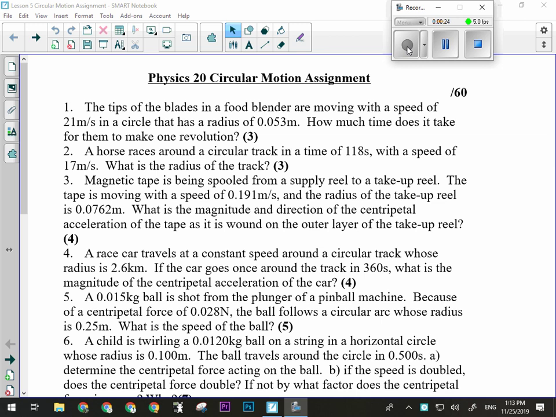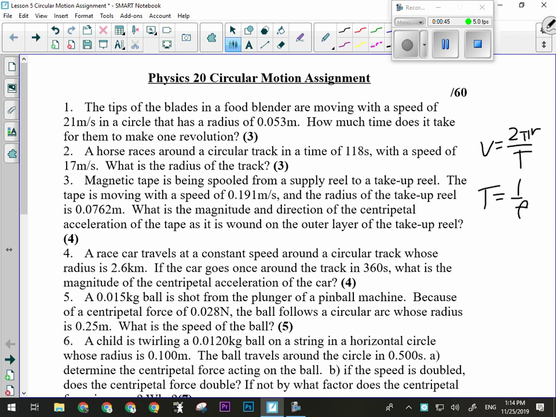There's some problems that you need to solve. The point values are in bold and brackets after the question to give you some idea of how much work might be involved in that question. Okay? It covers everything from stuff that's as simple as T equals 1 over f and v equals 2 pi r over T, as well as banked curves, unbanked curves, vertical circular motion, artificial gravity. Anything from this first half of the unit is game for being on here.